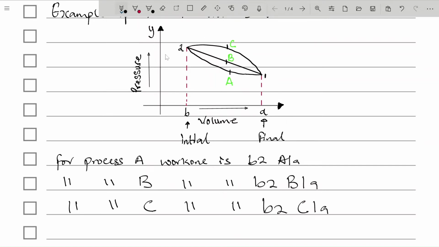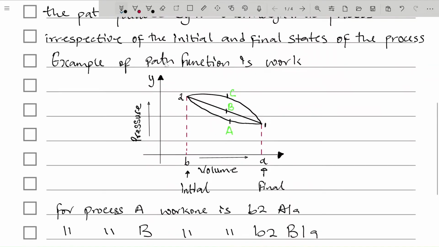We can see that for the same initial and final state, the work done in all the three processes are different. What does that mean? That means that path function depends on the path followed to reach. It depends on the path followed irrespective of the initial and final state.